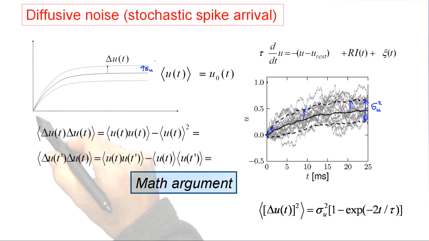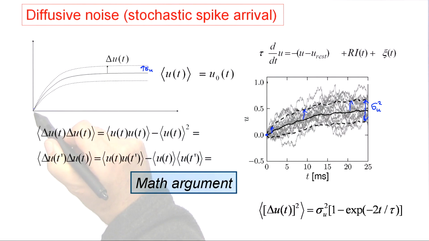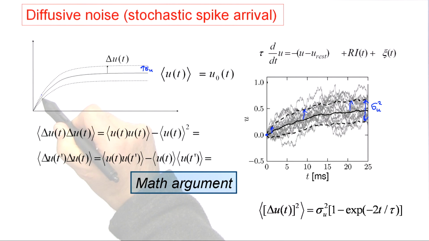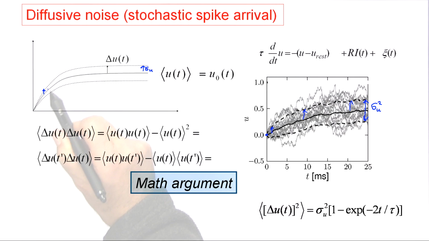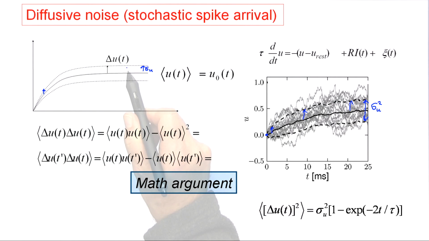is reached over time. And the standard deviation at the beginning is much smaller than at the end. The standard deviation does not increase infinitely. It saturates at some final value. And this is expressed here. That's the final value, and that's the approach towards this final value.